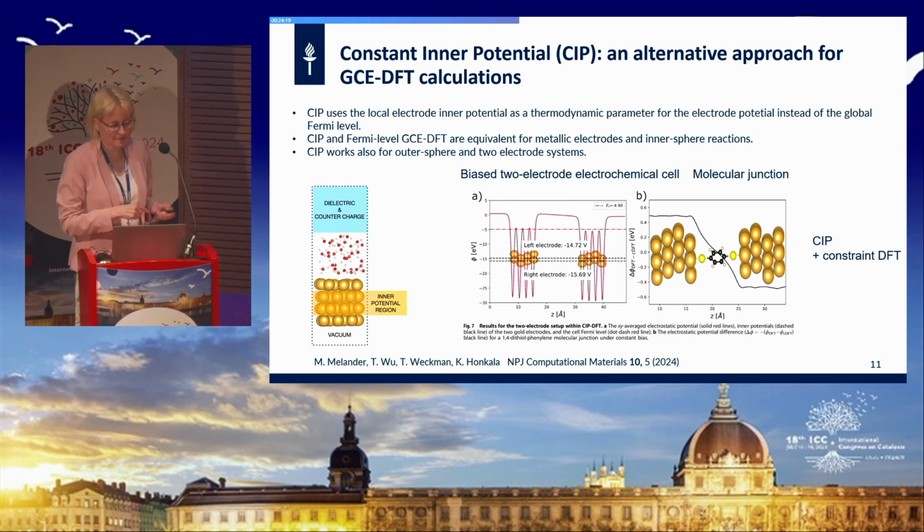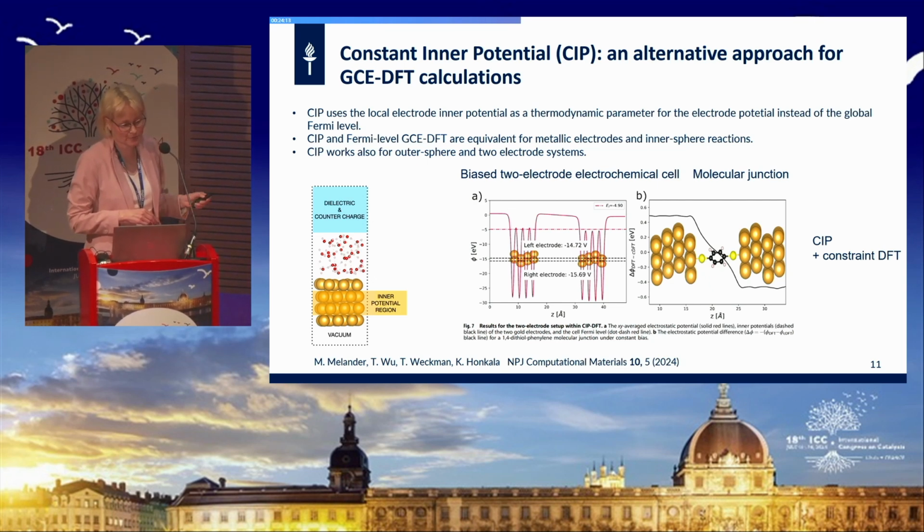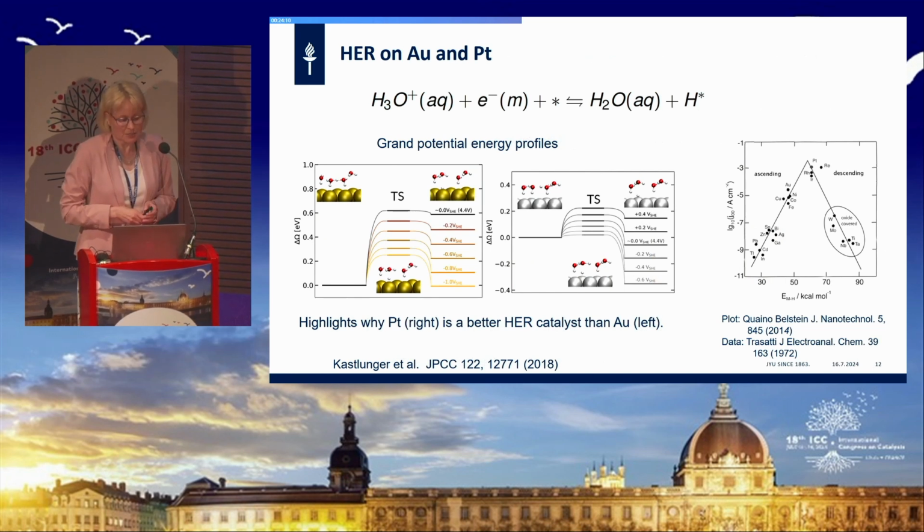But this is something that we published earlier this year, and like I said, we have used this fixed Fermi level approach. So maybe one of the first studies published on the constant potential DFT is this work by Georg Kastlunger and Andrew Peterson, where they look at the Volmer step on gold and platinum surfaces and computed the barriers, not only the thermodynamics. And this result, as expected, confirms that platinum is a better catalyst than gold. It has a much lower barrier. And you can see how the barrier depends on the potential.